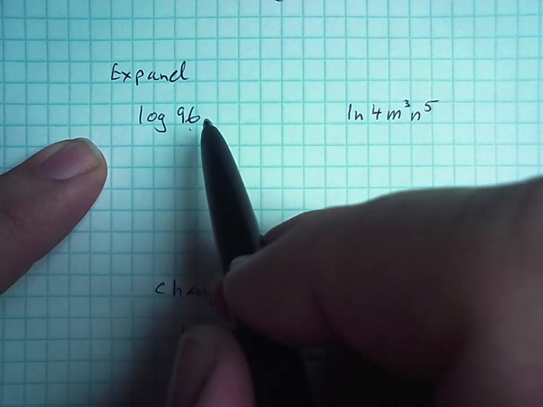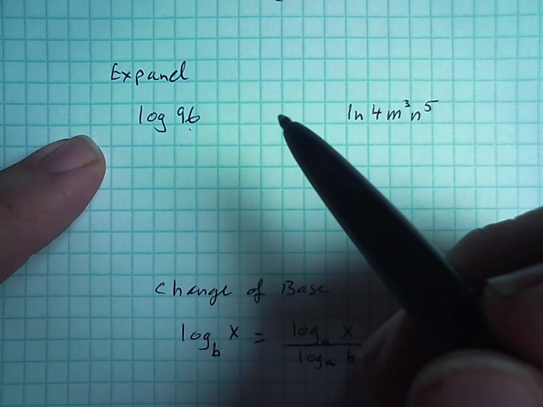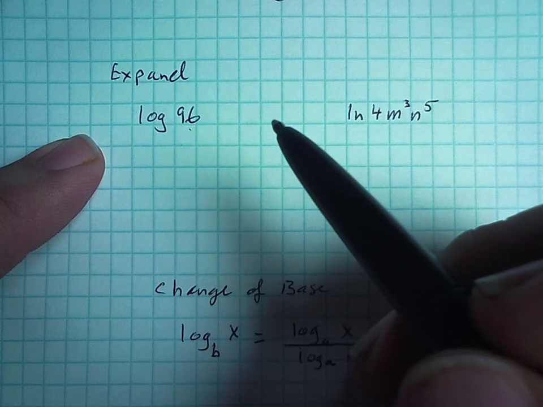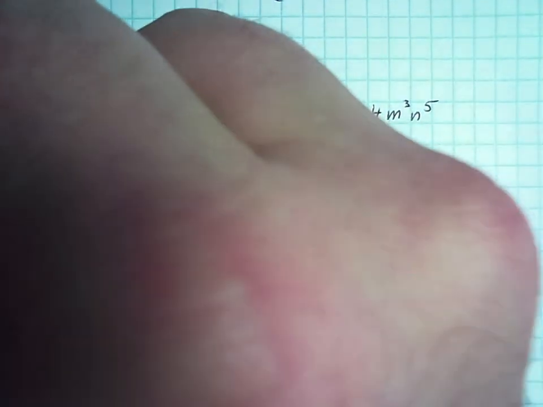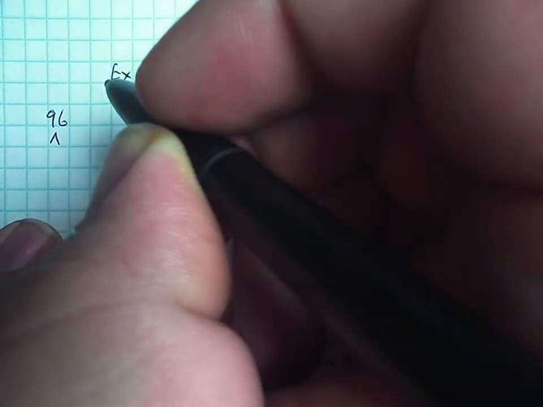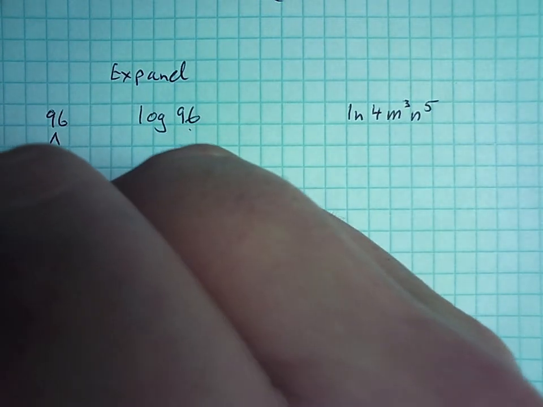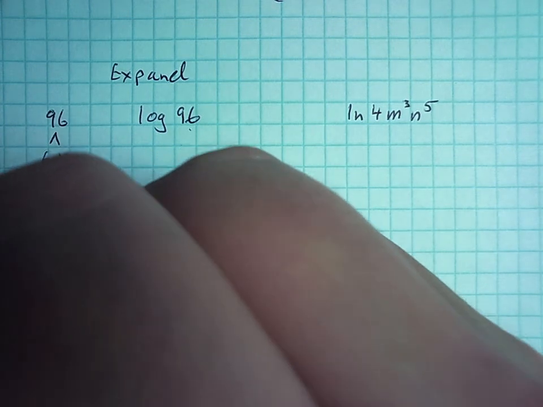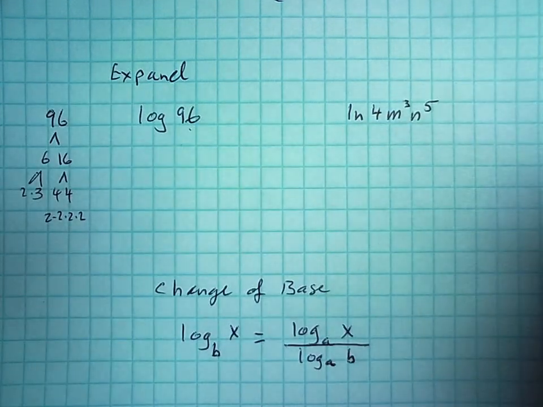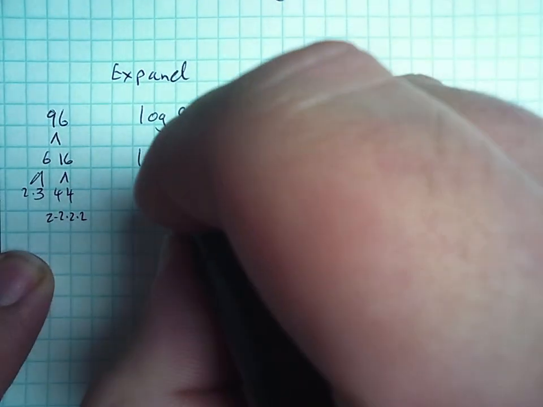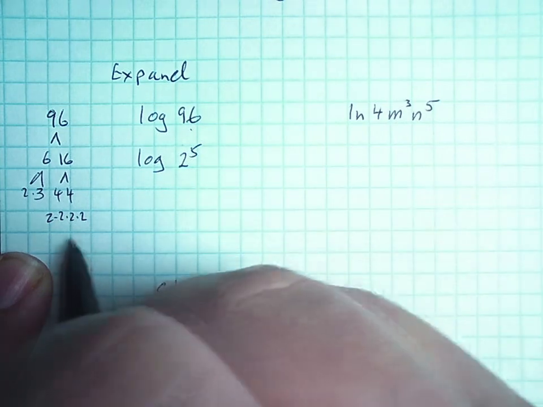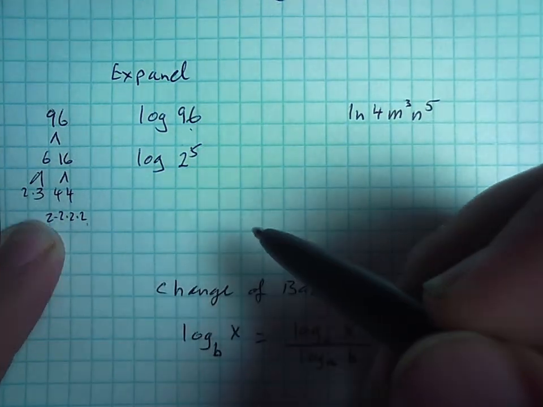So 96 is what, 6 times, well, let me build a factor tree. 96 is 6 times 16, which is 4 times 4. So I've got 2 times 2 times 2 times 2, and that's 2 times 3. So 96, when I break it down into its prime factors, I've got 5 2's, 1, 2, 3, 4, 5 2's, and a 3.